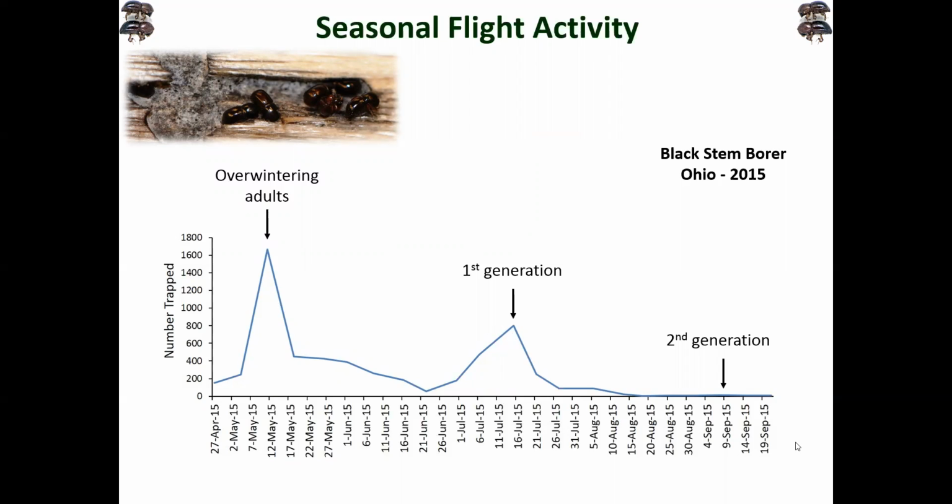And it's somewhat hard to tell on this figure, but there are beetles that on occasion are caught or trapped as part of the second generation in the fall months. Now, the majority of attacks generally occur during the spring months in response to these overwintering adults.